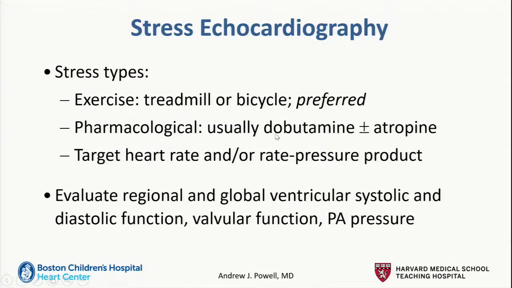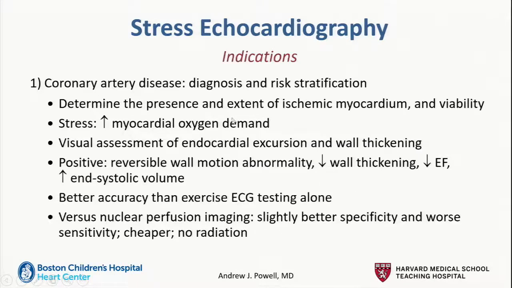Pharmacologic stress is typically done with dobutamine, and sometimes people will add atropine as well. For either type of stress test, there's often a target heart rate or a rate pressure product. A rate pressure product just means heart rate times the systolic blood pressure. That's an indication of just how much extra work you're asking the heart to do. When you do this stress echocardiogram, you're going to evaluate regional and global ventricular systolic and diastolic function. You can use it to evaluate valvular function and pulmonary artery pressure.